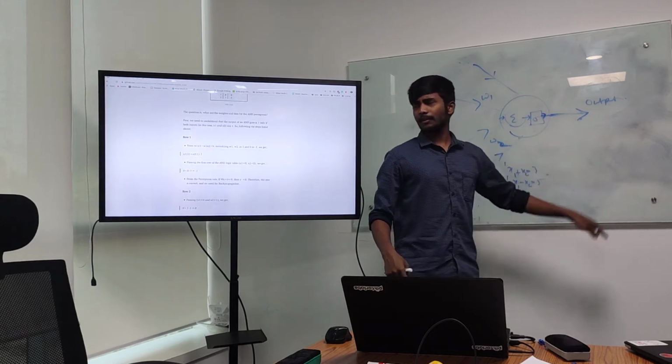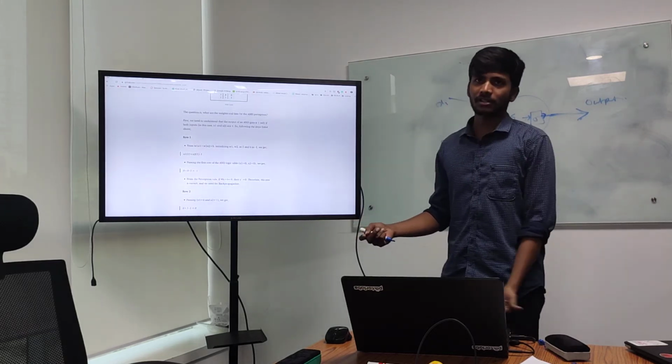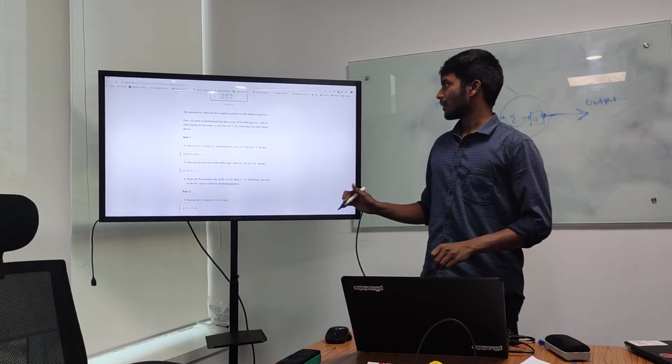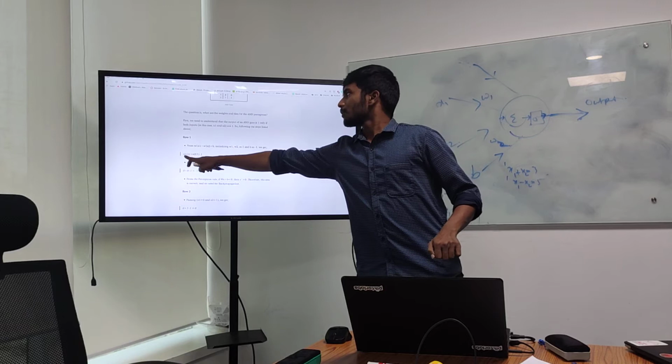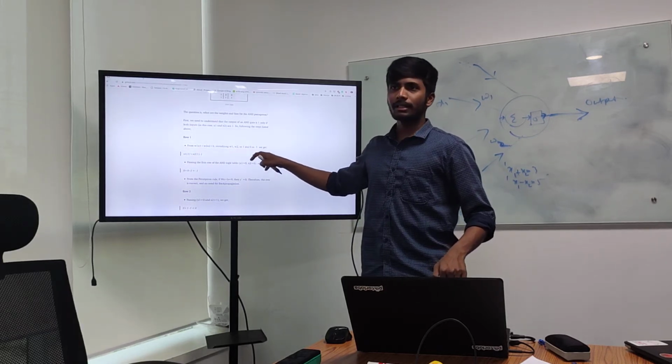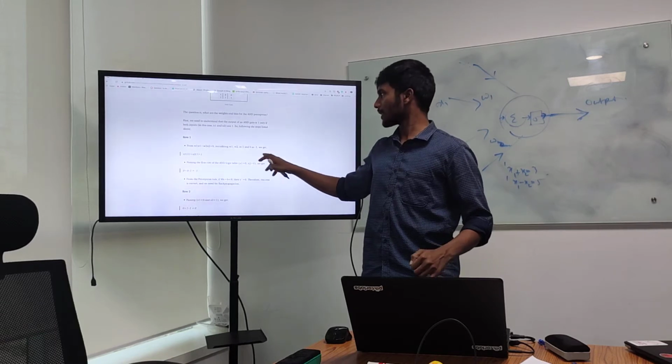Is that the direct output? No, because we have an activation function in the middle. But let's remove the activation function for now. Let's think that the activation function is not there. So x1, what he is saying is, let's take w1, w2 as 1 and b as minus 1. Just like what we said.